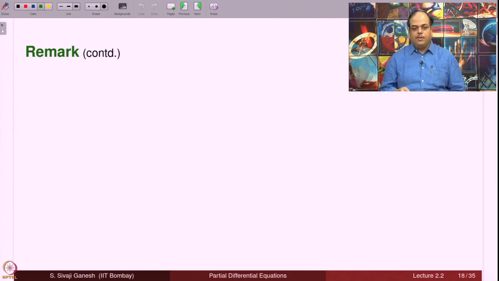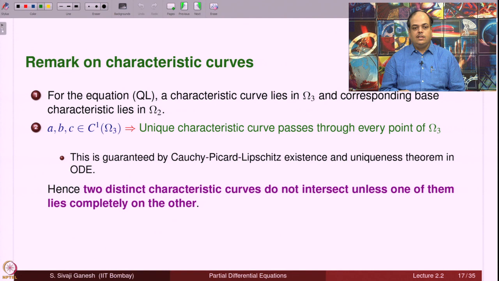In other words, we may ask, what do you mean by one lies on the other? It may be that you have a solution which is that long, and if you look at a small piece of that, that is also a solution. This is the only way uniqueness is violated. So, we do not consider such things as different solutions. Therefore, two distinct characteristic curves do not intersect unless one of them lies completely on the other.